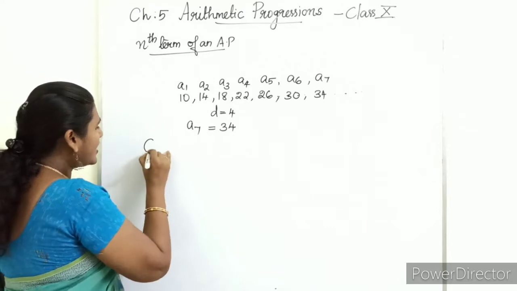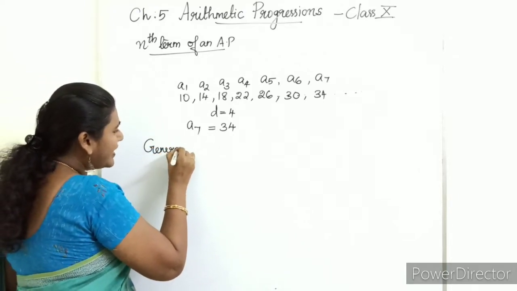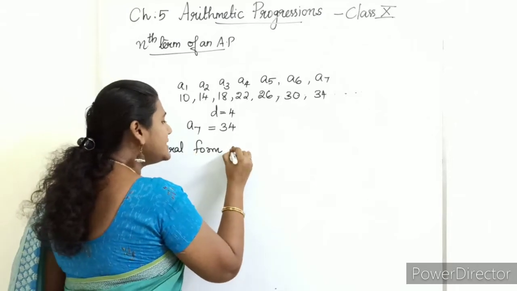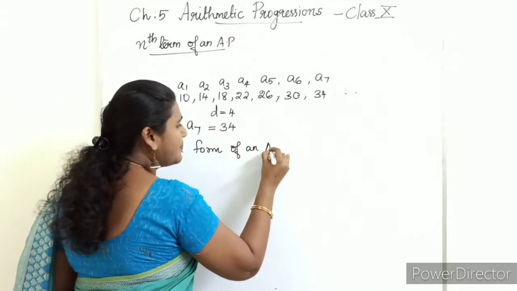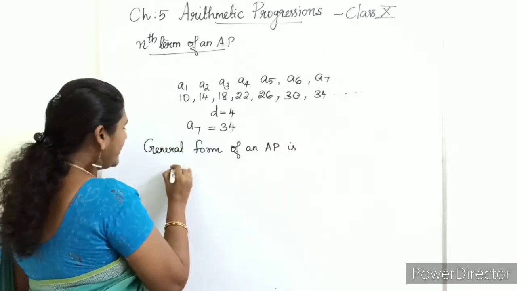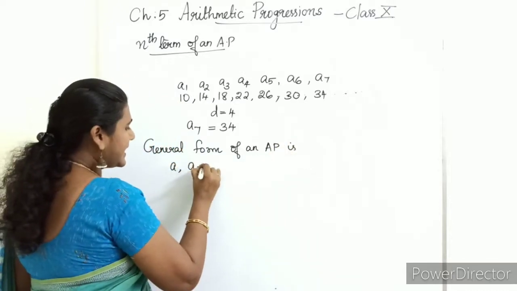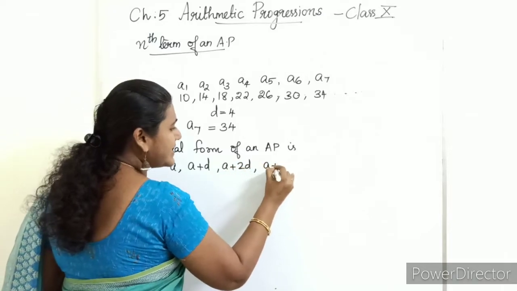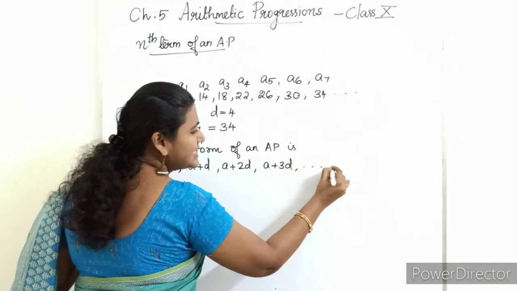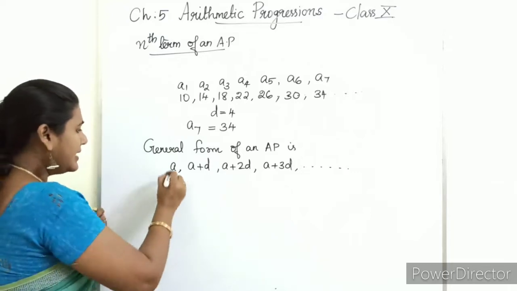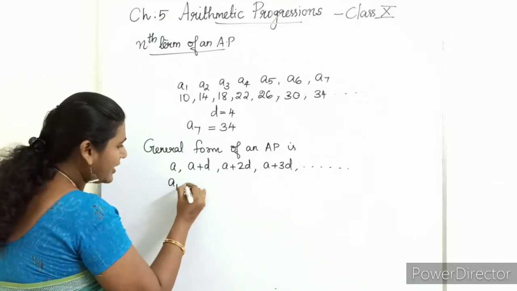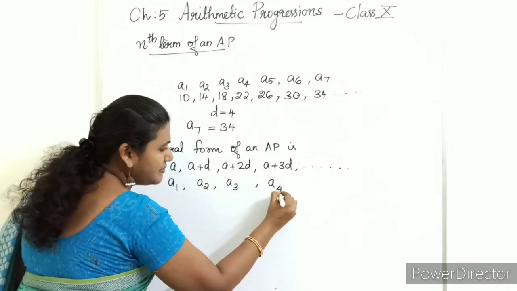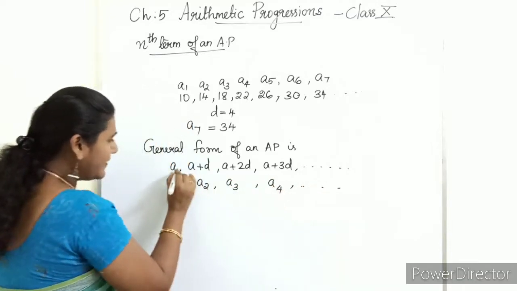So you know what the general form of an AP is. Already we have discussed it in the introduction of this chapter. The general form of an AP is: first term we will denote by A, and the second term is A plus D, A plus 2D, A plus 3D, etc. So this is the general form of an AP. This is the first term, this one is the second term, third term, fourth term, etc.